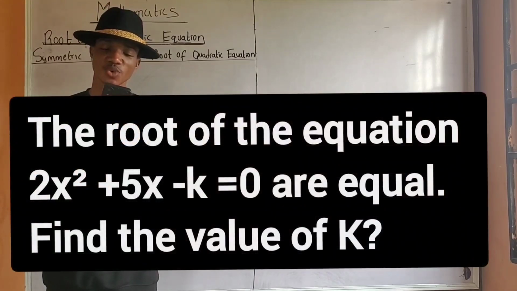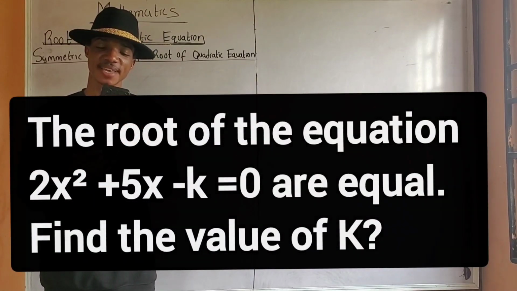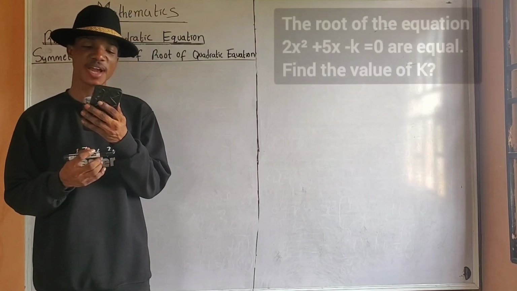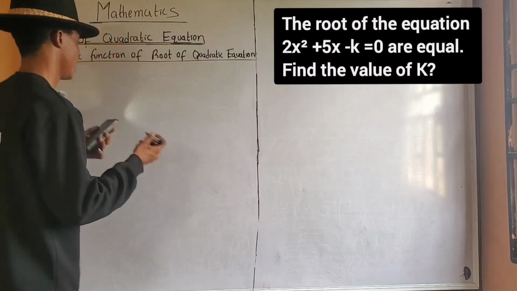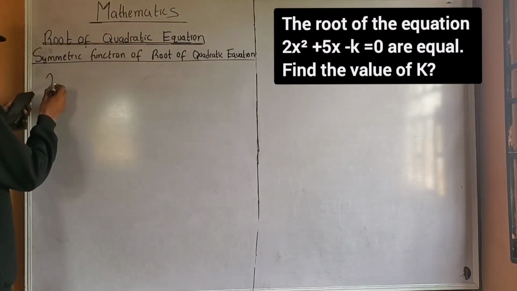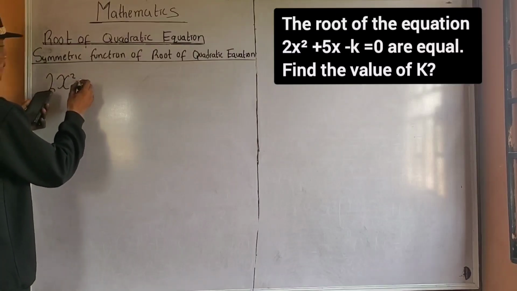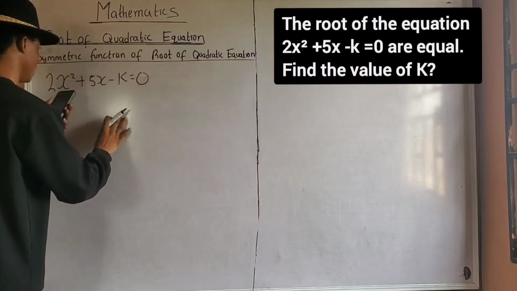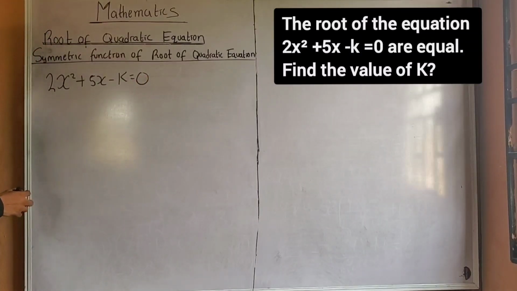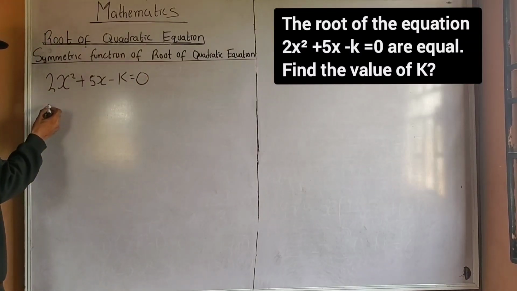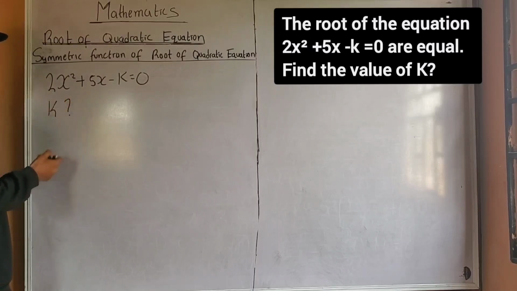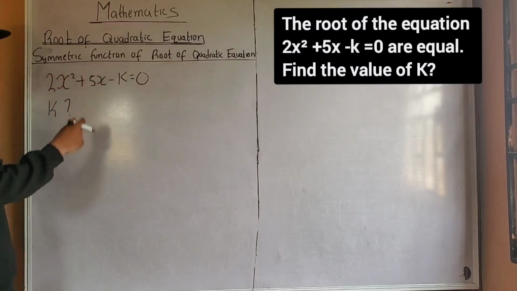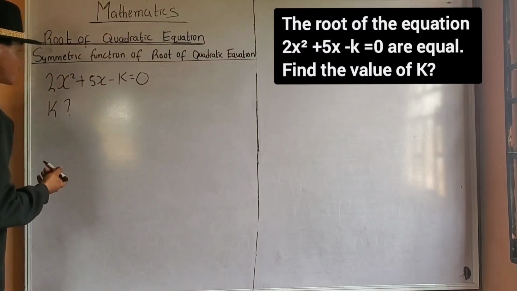The roots of the equation 2x² plus 5x minus k equals to 0 are equal. Find the value of k. Okay, look at this. The roots of this equation 2x² plus 5x minus k equals to 0 are equal. Now, the first step to get the value of k, I can teach you two ways. You can use the discriminant method, but because we are dealing with this topic, I'm going to use sum and product of roots. Pay attention.